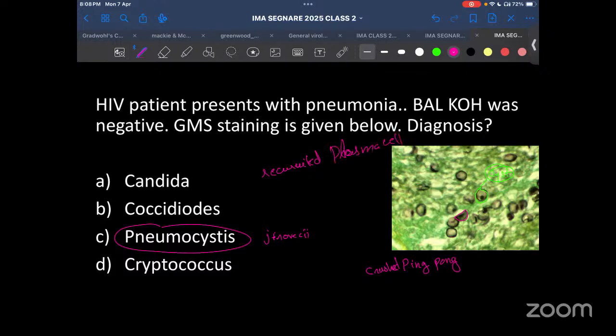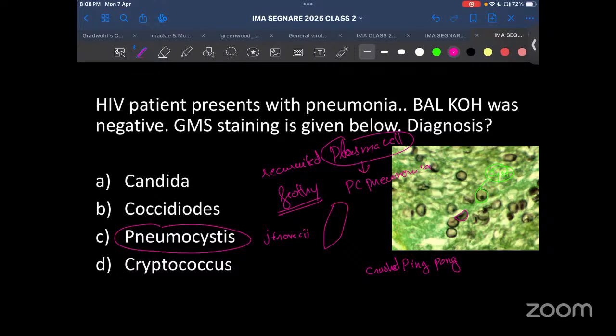That will result in a frothy exudate inside the alveoli. The sputum will be a frothy exudate. Because plasma cells are recruited, this is also known as plasma cell pneumonia. Now, frothy exudate all over inside the lung.